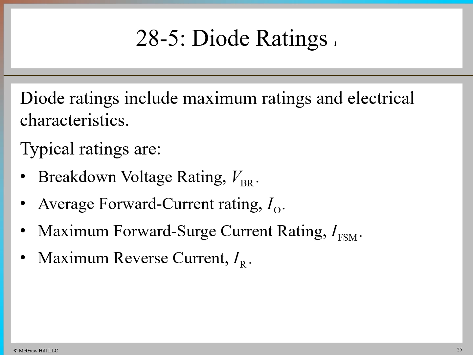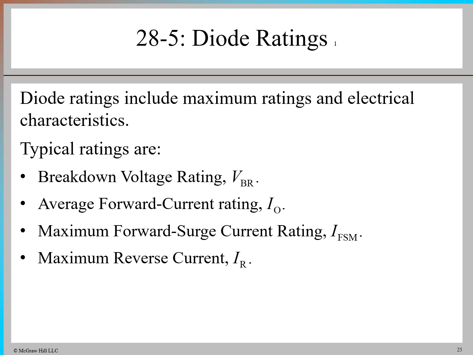The average forward current rating, or I sub O, specifies the maximum average current the diode can safely handle. If exceeded, the diode will be damaged. The maximum forward surge current rating, or I sub FSM, is the maximum instantaneous current a diode can handle in a single pulse. It's particularly important when diodes are connected to large capacitors, as the initial surge current can be high.